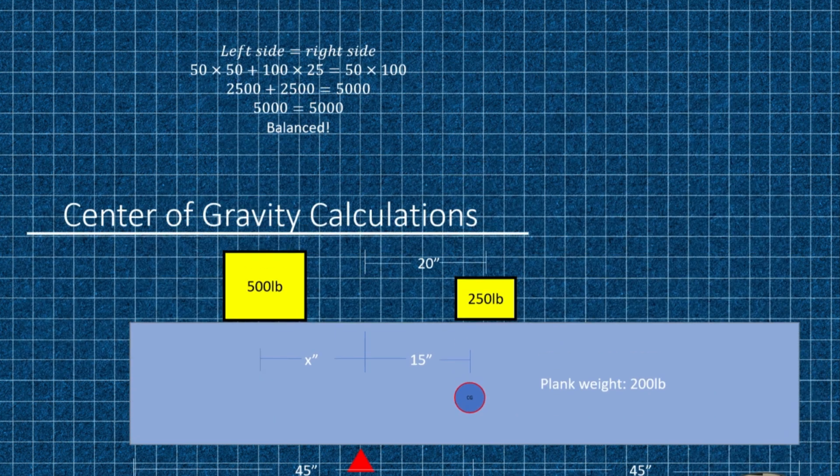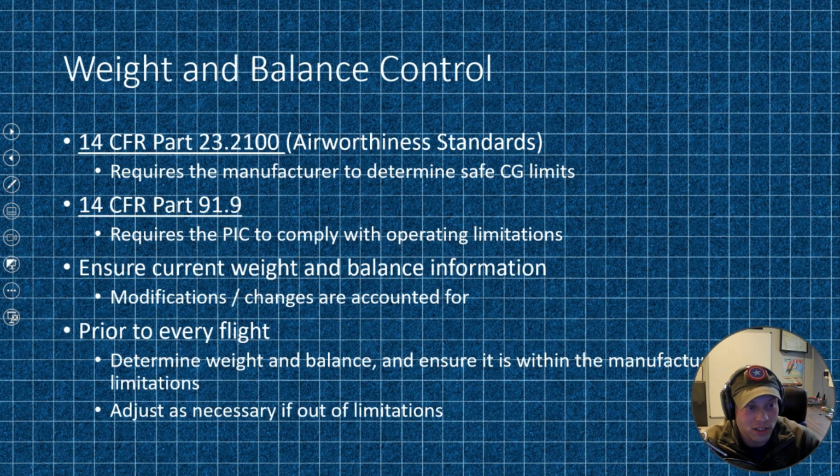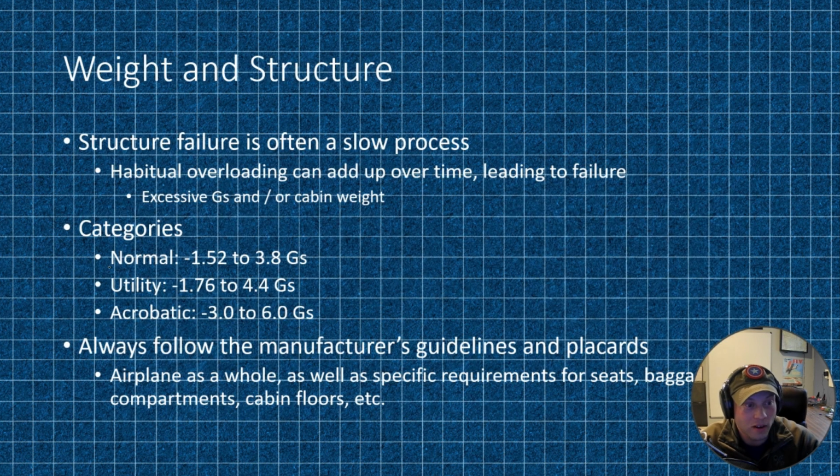And of course, we want to be careful and not pull too many Gs. Referring back to this one, our normal category would be up to 3.8 G. So we can't be doing 4.4 Gs. We can't be doing aerobatics in this aircraft.